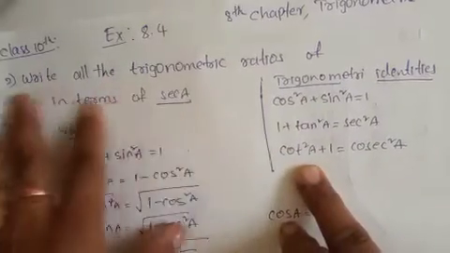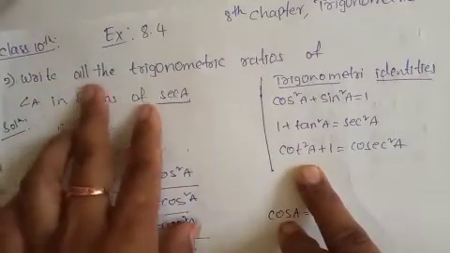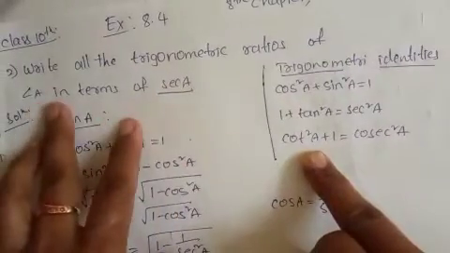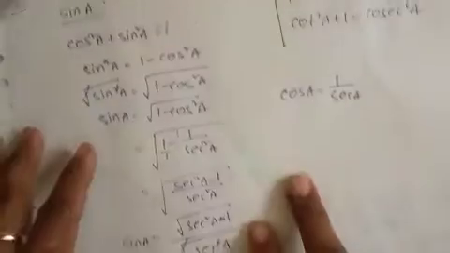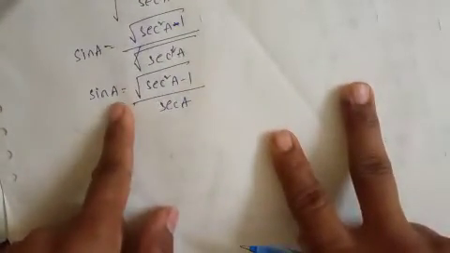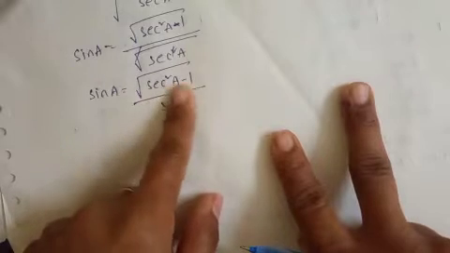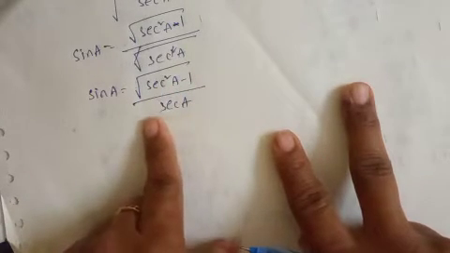Write all the trigonometric ratios of angle A in terms of secant A. From the previous video, we found the sin A value. What is the sin A value? Sin A equal to square root of secant square A minus 1 divided by secant A.